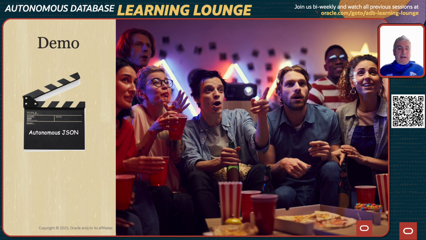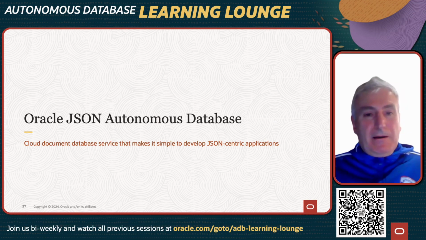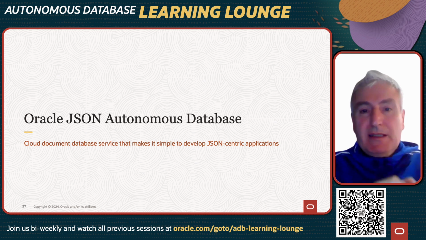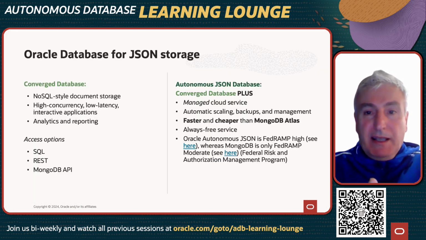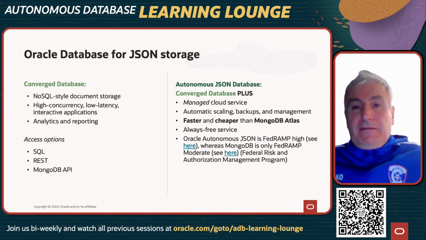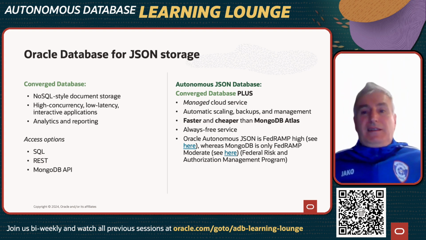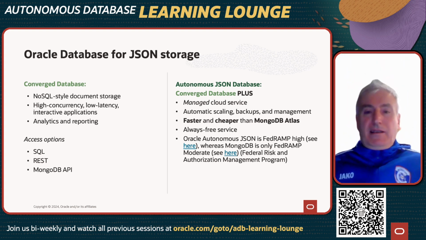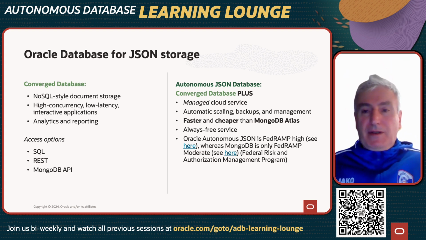This was the demo. Let's continue to the Oracle JSON Autonomous Database now. The JSON Autonomous Database, which I showed you is the database we're actually using now, is a converged database. So it's a managed cloud service. It has automatic backup, scaling, automatic management, and it is times cheaper and faster than MongoDB Atlas. I can run a separate presentation about price comparison, but take my word for it, the JSON database is times cheaper than Atlas.